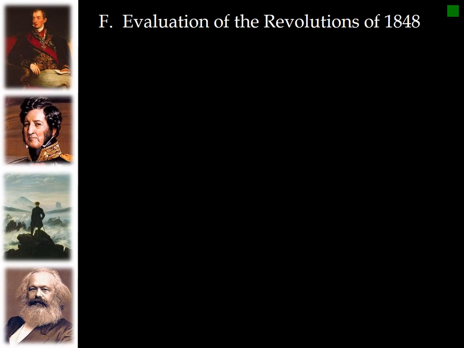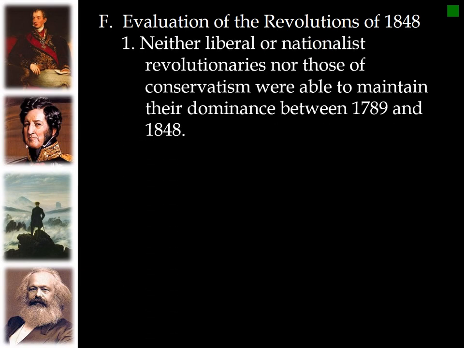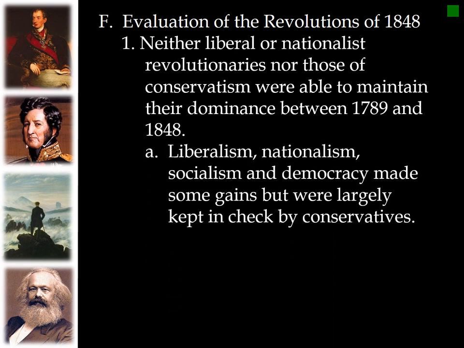Evaluation of the revolutions of 1848. Neither liberal nor nationalist revolutionaries, nor those of conservatism at this point, were able to maintain their dominance between 1789 and 1848. Liberalism, nationalism, socialism, and democracy all made some gains, but were largely kept in check by conservatives. Those conservatives that had been in power since the Congress of Vienna were able to maintain their dominance for now.